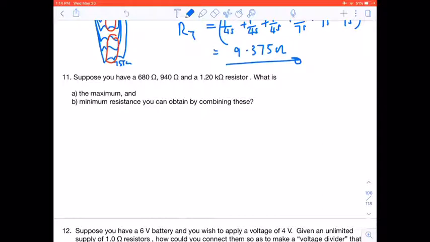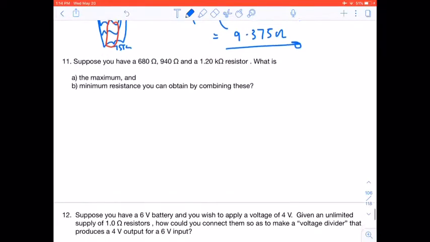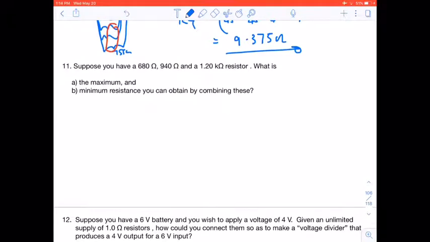Now we look at, suppose you have a 680, a 940, and a 1.2 kilo ohm resistor. So we want to know what is the maximum, right? We know that in this sort of situation, if you want to know what is the maximum, then we have to connect it in series, right?